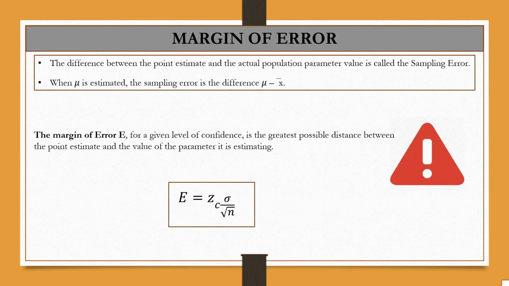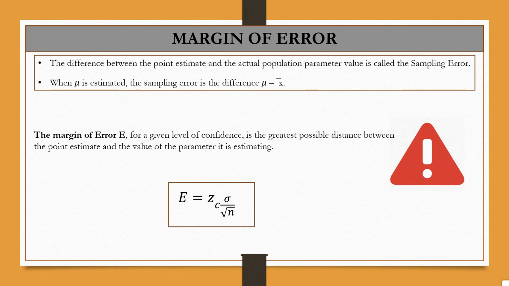Let's look at the margin of error. The margin of error for a given level of confidence is the greatest possible distance between the point estimate and the value of the parameter that it is estimating. You can say that it is the deviation from the actual point estimate. The margin of error can be calculated using this formula. Here ZC denotes the critical value for the confidence level, multiplied by the standard deviation divided by the square root of the sample size. N is basically the sample size.